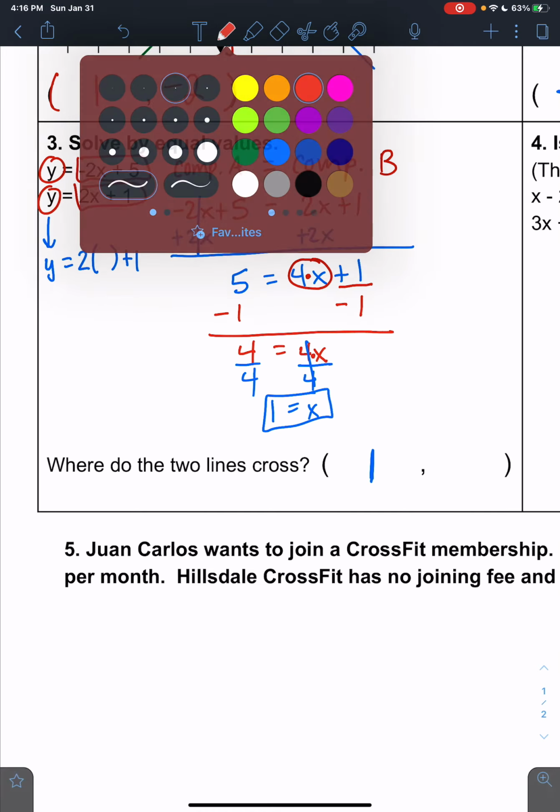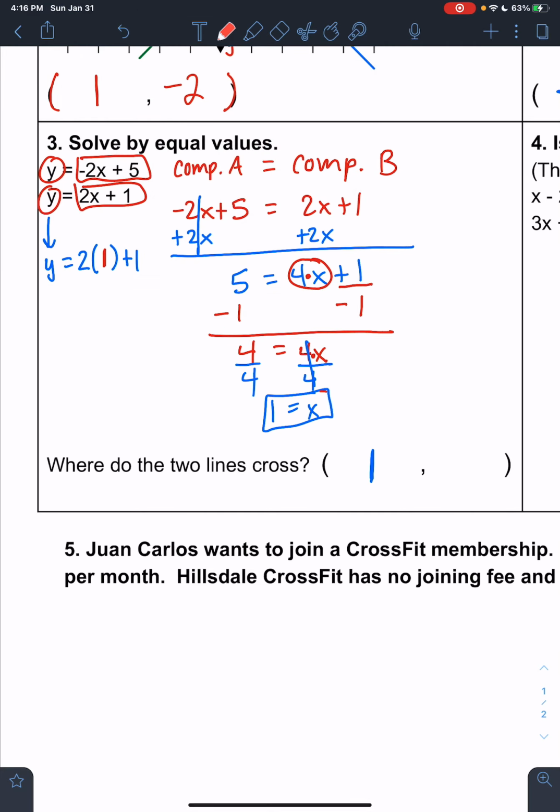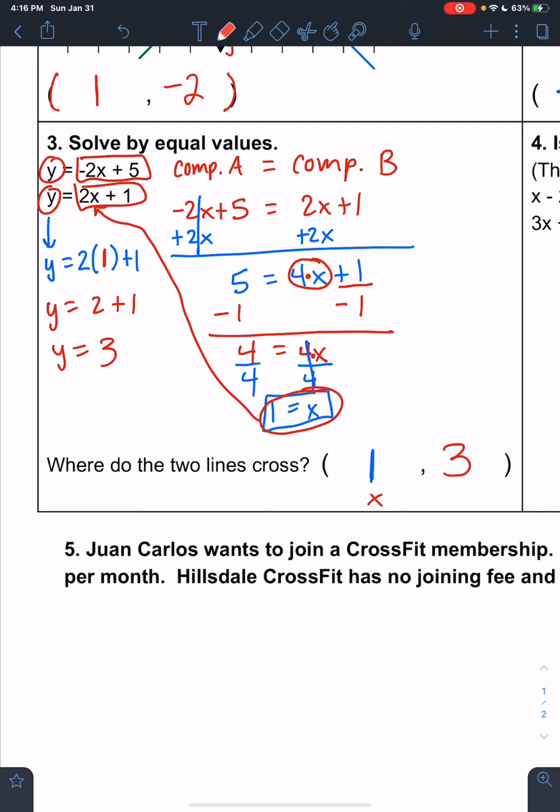So I'm going to substitute x equals 1, that's what we found here, and we're plugging it in right there. So when we simplify, we get 2 times 1 is 2, plus 1 means that y equals 3. So when x is 1 and y is 3 is when these two linear equations have equal values.